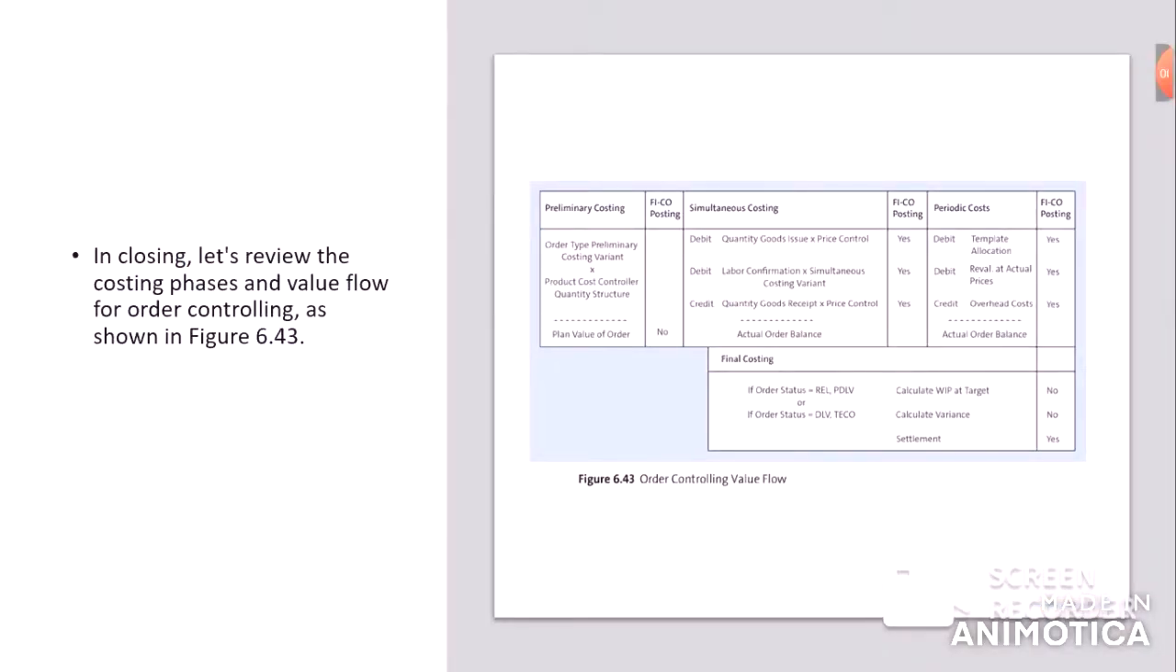So in closing, let us review the costing phases and value flow for order controlling as shown in this figure. Preliminary costing, simultaneous costing, periodic costs, and final costing. You can pause this video and check how the debit and credit is updated for these transactions.